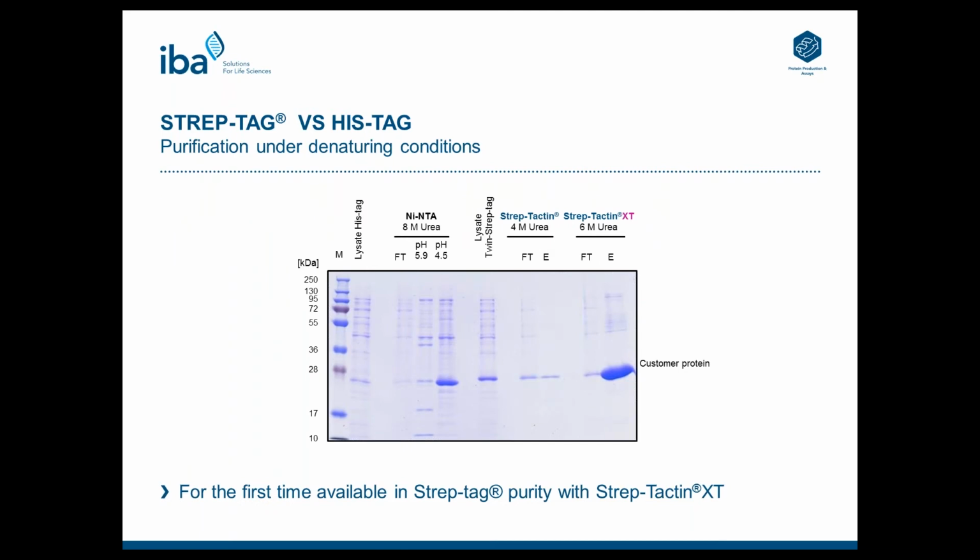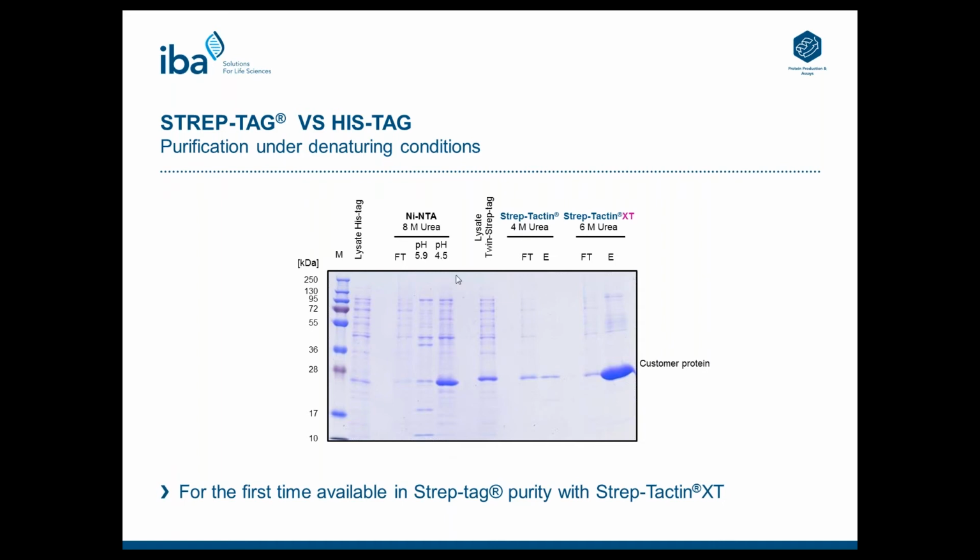more economic and time-saving. Besides native purification of recombinant proteins, denaturing conditions are very often required when the protein is not soluble. We have also compared purification under denaturing conditions for a protein which was purified in our custom protein production facility. For the His-tag purification, we have used the standard protocol for denaturing conditions, which allows to use up to 8 molar urea. The first elution step for this protocol was done at pH 5.9, and the second elution step needs to be done at pH 4.5, which you see here.